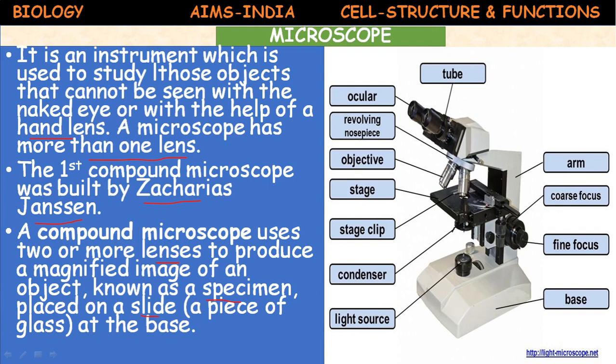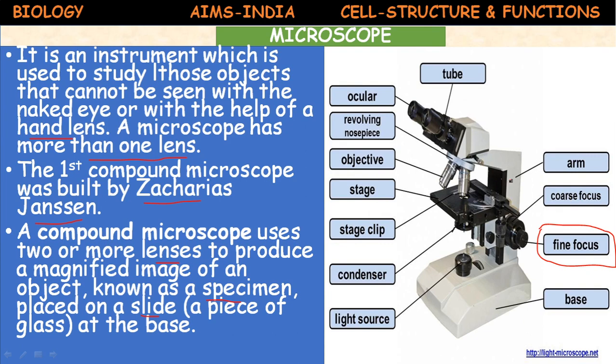So it possesses different parts. First, the base or stand. On the base are the light source and different adjustments. This is a very important part, the fine focus adjustment. This is the eyepiece, or ocular, through which you can see. Then the coarse focus. This light source you need to adjust, and a condenser is present. A stage clip: after placing a slide on the stage, this clip stops the movement of the slide or cover slip.